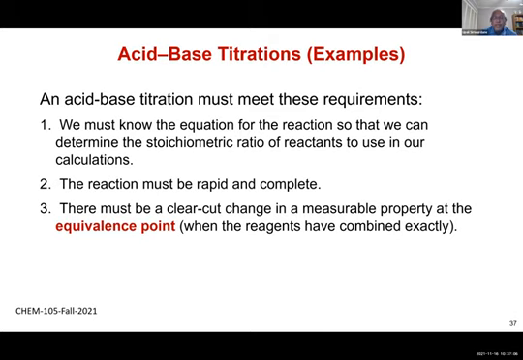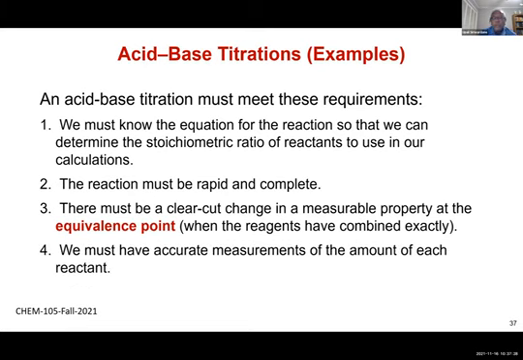The equivalence point is where the two reagents, acid and base, have combined exactly. The neutral point of an acid-base reaction is called the equivalence point. To find the equivalence point, we use acid-base indicators. We must also have an accurate measurement of the amount of each reactant, so volumetric flasks measure accurate volumes of reactants.